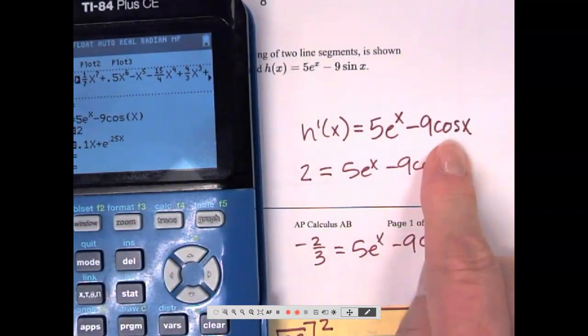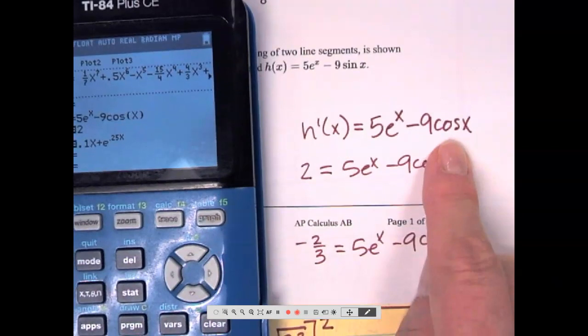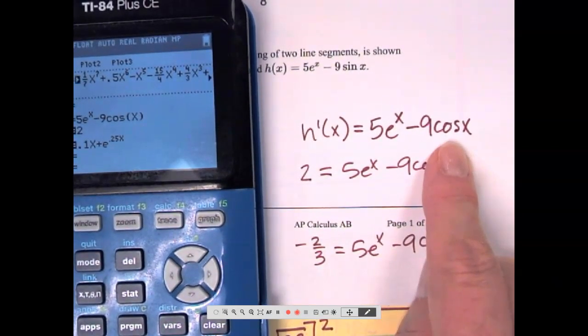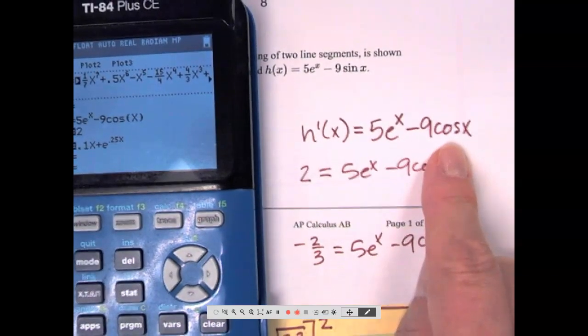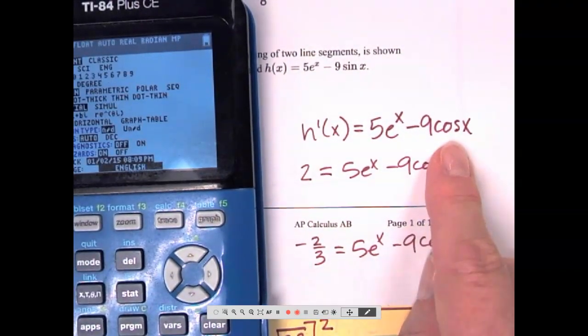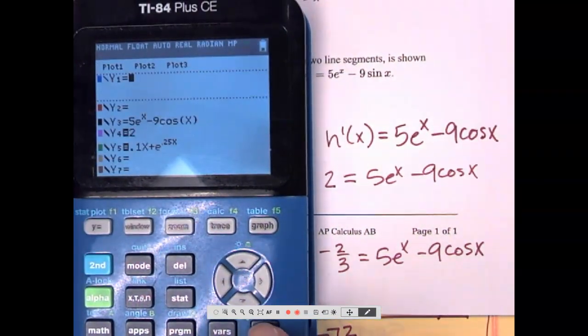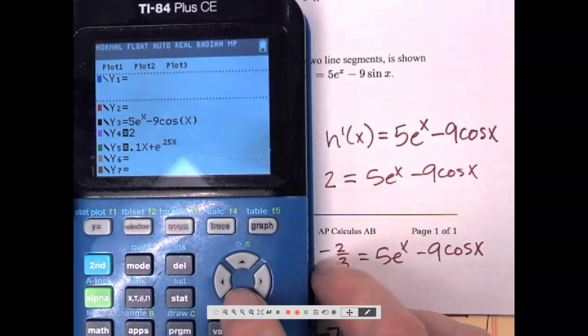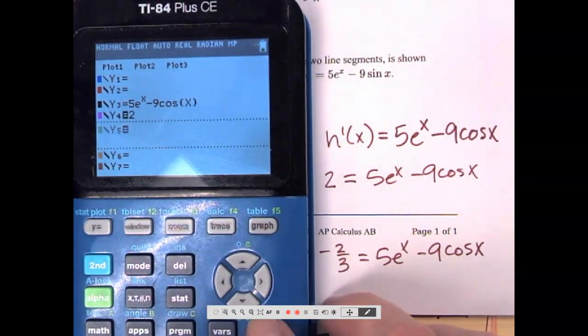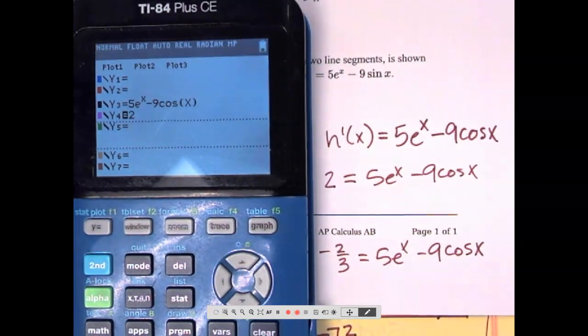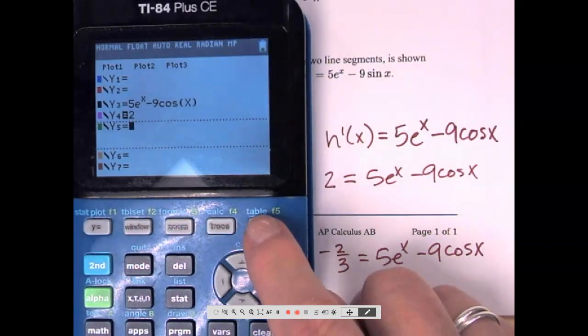Anytime you are typing anything in your calculator with a trig function, you need to make sure what? Radian mode. So check your mode, make sure you're in radians. Okay, let's go to y1. I already have these down here. So make one equation 2, make the other equation 5 e to the x minus 9 cosine x.